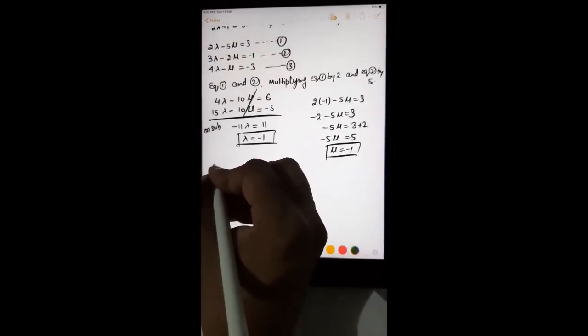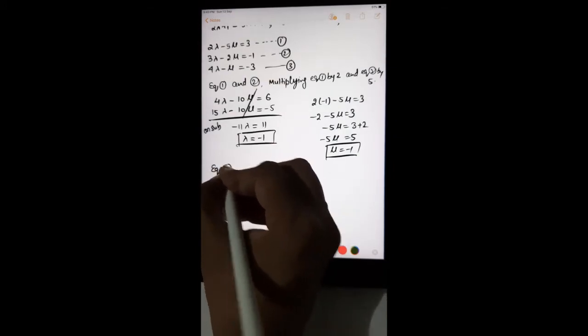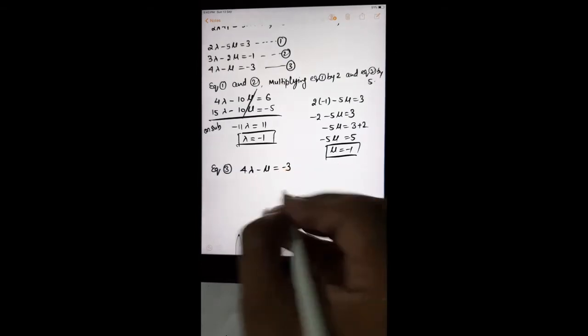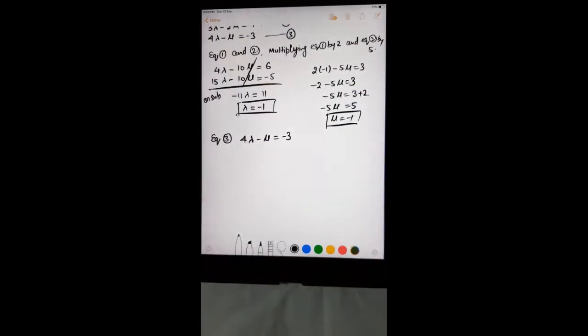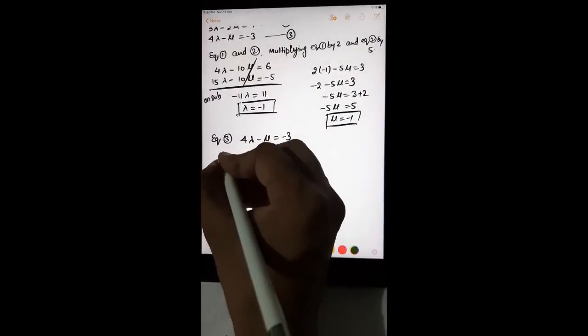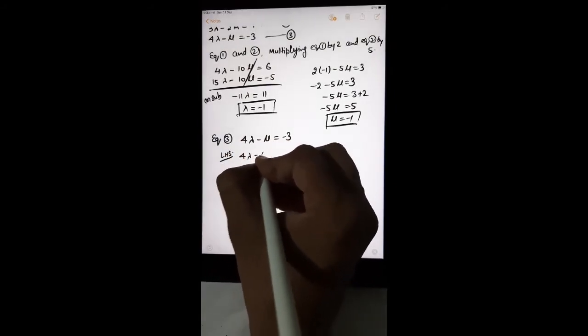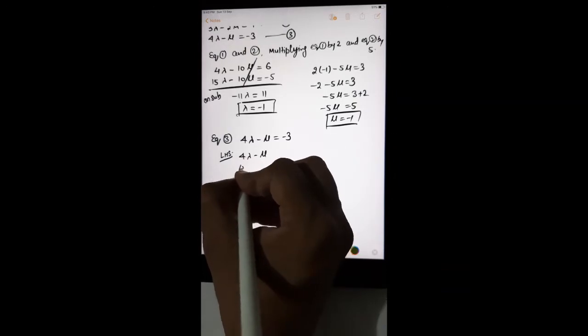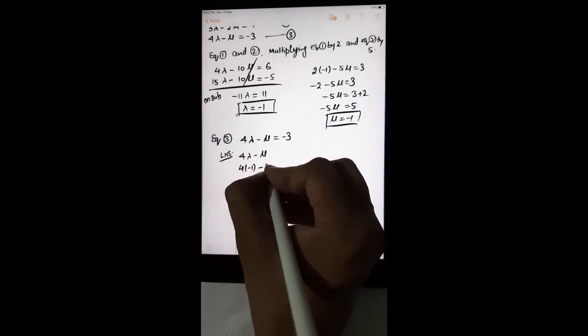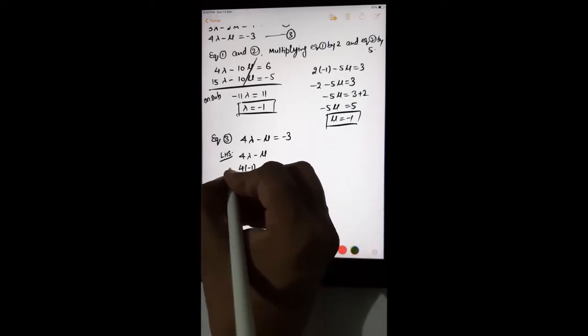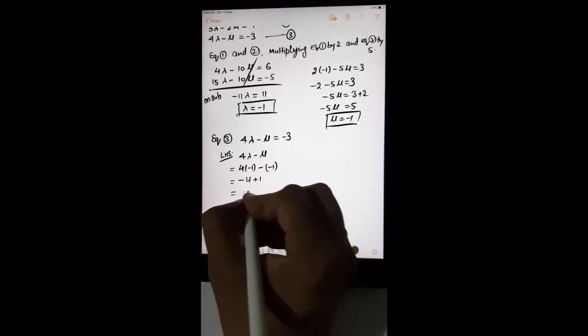Now equation 3 is 4 lambda minus mu equals minus 3. So let us put the values of lambda and mu in the left hand side. The left hand side is 4 lambda minus mu. Lambda is minus 1 and mu is also minus 1. So it is minus 4 plus 1. So our answer is minus 3.